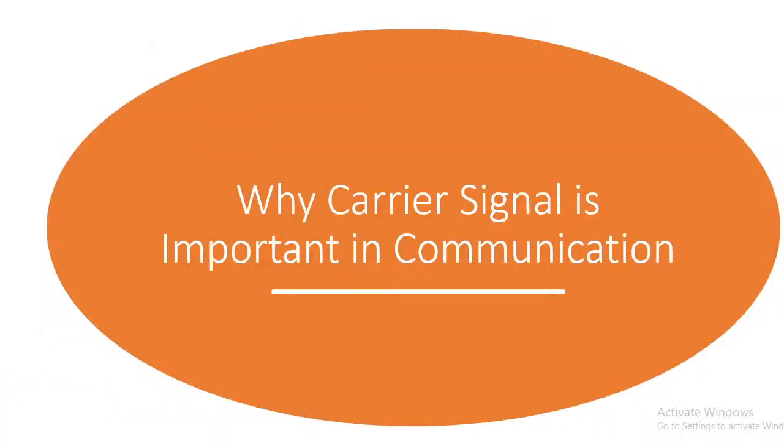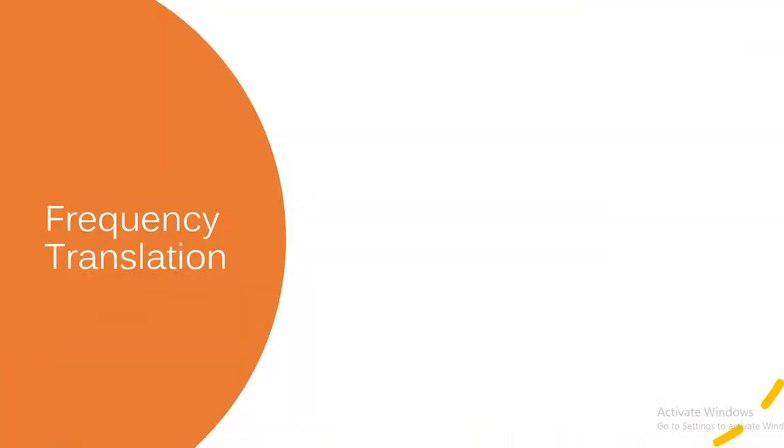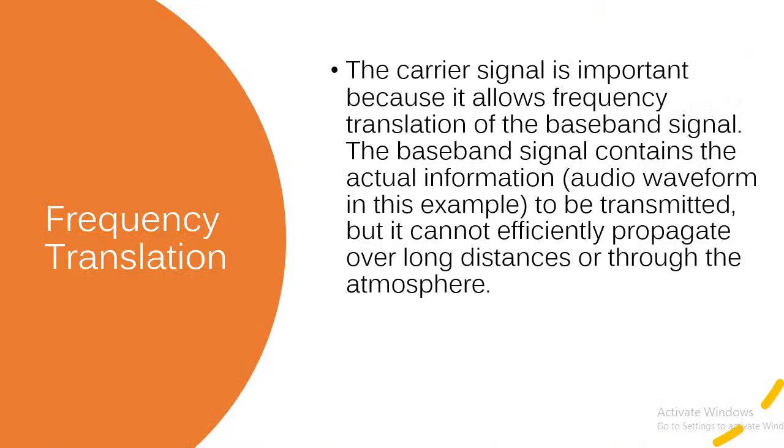So why is the carrier signal important in a communication system? First is frequency translation. The carrier signal is important because it allows frequency translation of the baseband signal. So the baseband signal goes from low frequency to high frequency. Based on the carrier signal, you translate the baseband signal to a high frequency for transmission. So that is one, for long distance transmission.